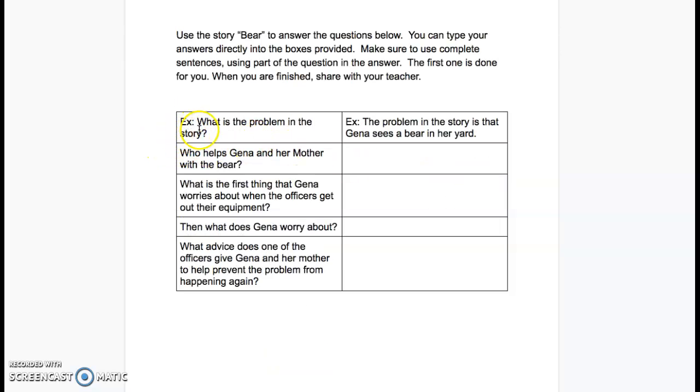So the first one was, what's the problem in the story? That's my example answer: the problem in the story is that Jenna sees a bear in her yard. Okay, so you'll just have to do the other questions here and share it with your teacher.